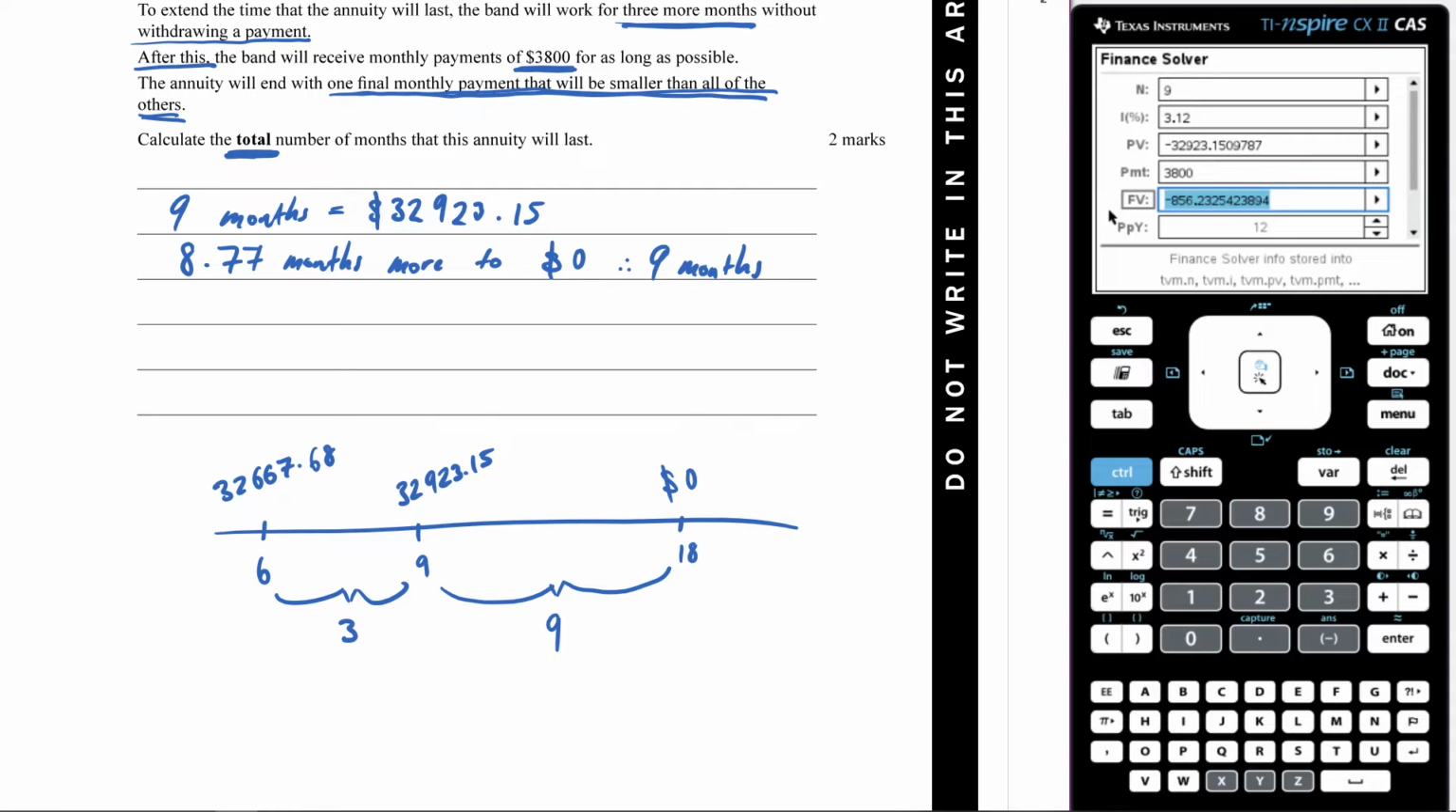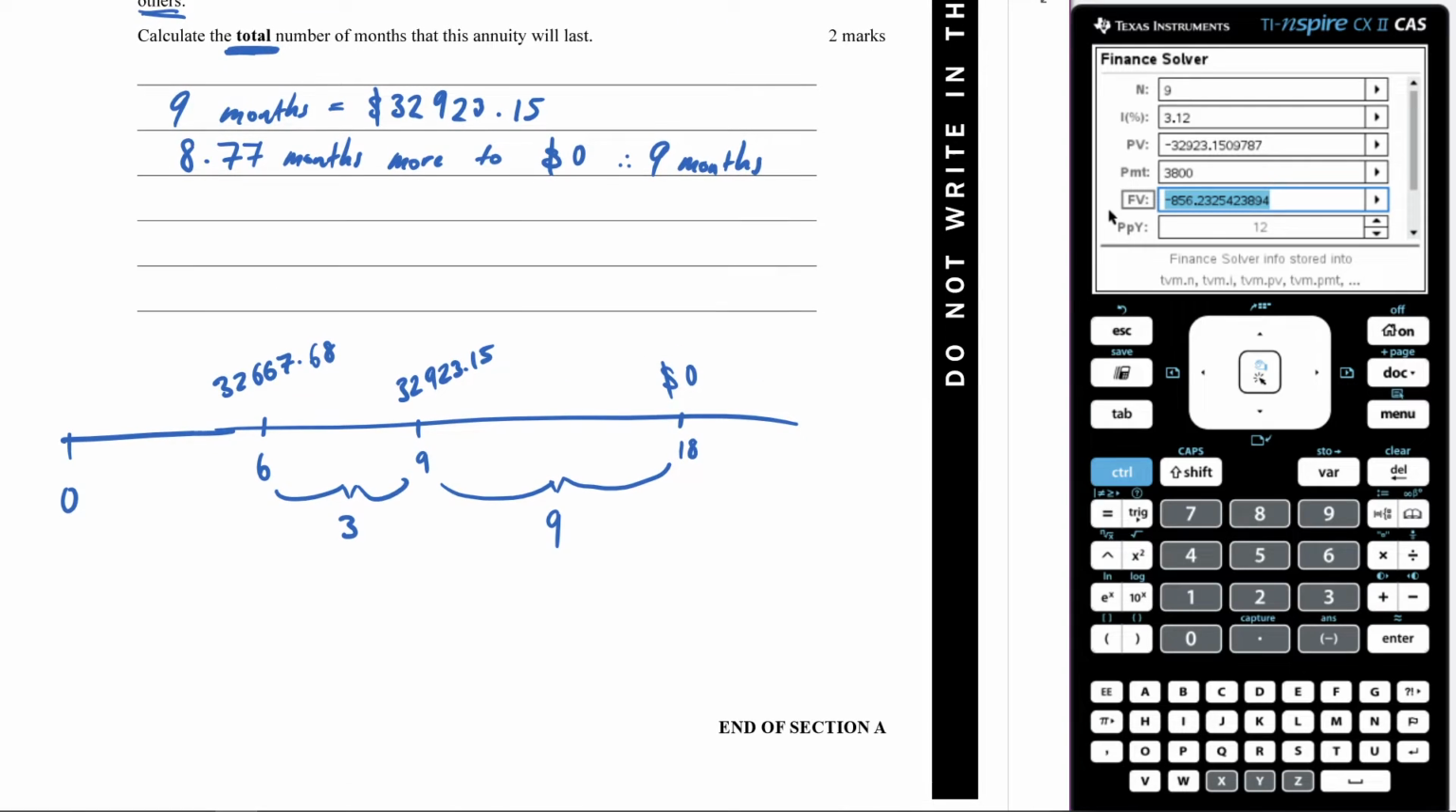Calculate the total number of months the annuity will last. We started at 6 months, right? There is still time here. So what it's going to end up being is all of this time, the total amount of time. So this is 18 months from here, right? This is 6 plus 3, 9 plus 9 is 18.